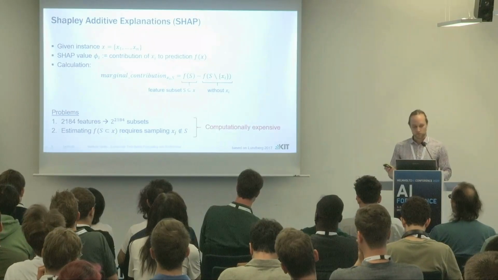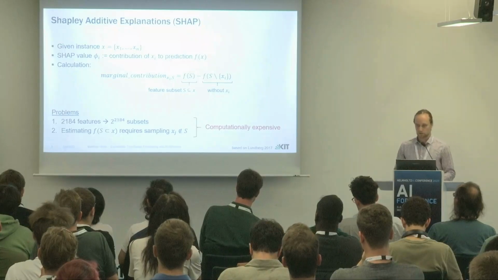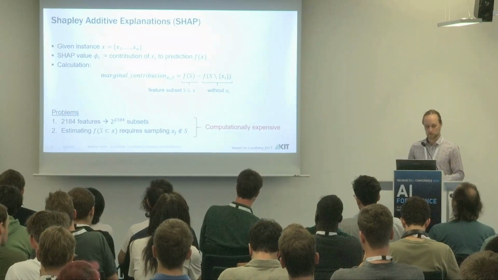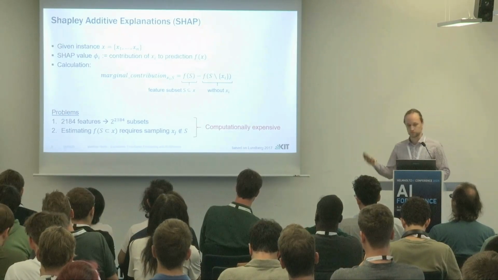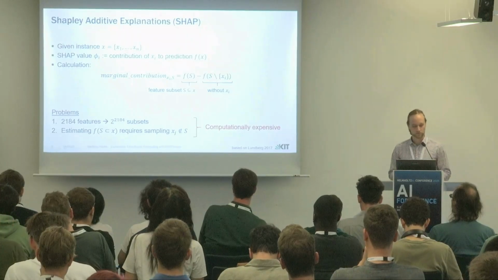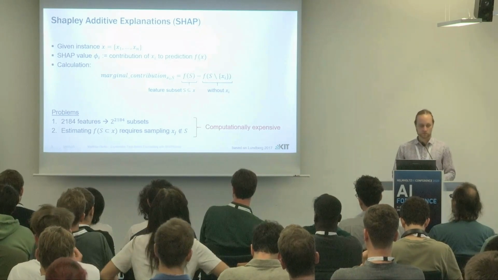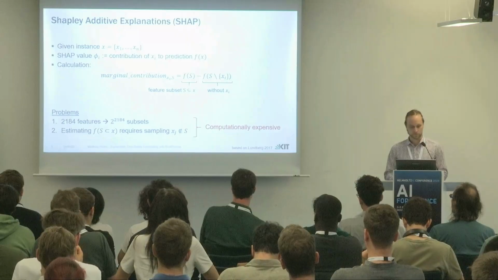Now there are 2 problems or difficulties with SHAP. One is that on the slide before, the model had more than 2,000 inputs, and this makes 2 to the power 2,000 subsets, which we might consider, and obviously we cannot iterate over all of them. And the second problem is that we usually cannot run a machine learning model on a subset of features.